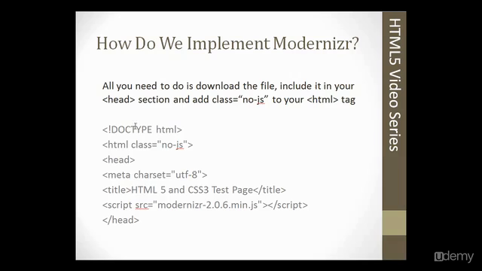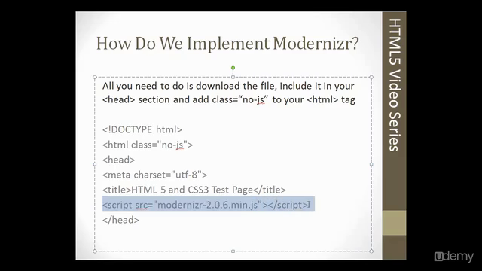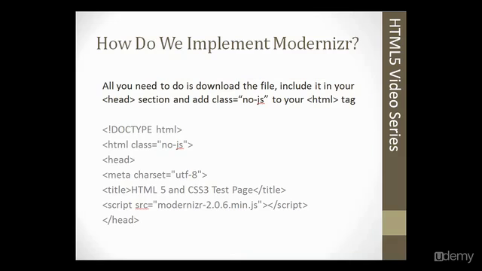You would do it in the head. First of all, you'd add a class to the HTML element called no-js, no dash JS, and then down here you just include the script, the actual file that you downloaded, that you generated, and we've gone over how to include external scripts. So that's pretty much it. Once you've done that, you can start using Modernizr.